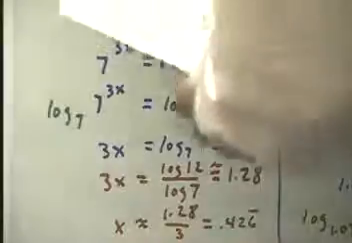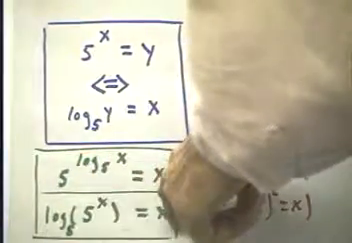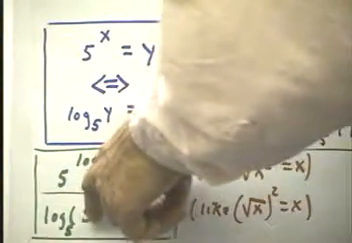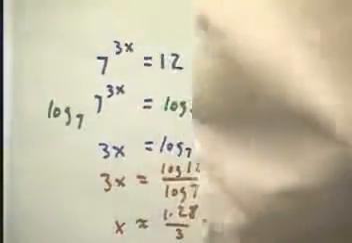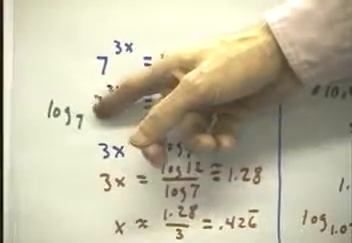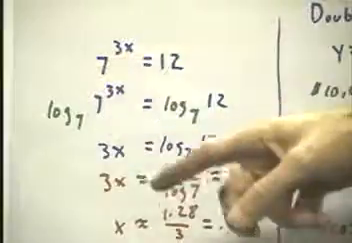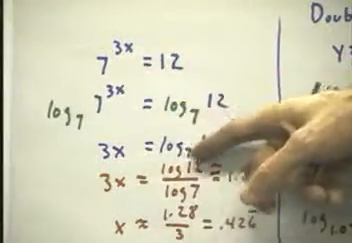We use log to the base 7 of 7 to the 3x because of the property that says log to the base 5 of 5 to the x equals x. Whatever the x is, that's what we're going to get here. Same thing applies to log to the base 7 or any other base. Log to the base 7 of 7 to a power is just the power. Because these are inverse functions, we just end up with 3x here. So 3x is log to the base 7 of 12.